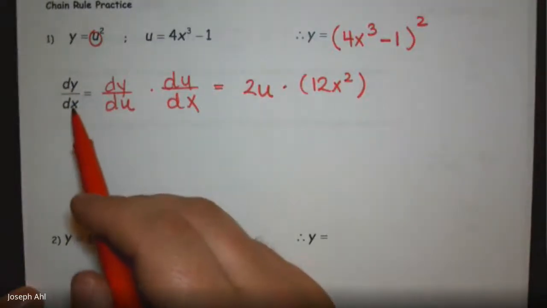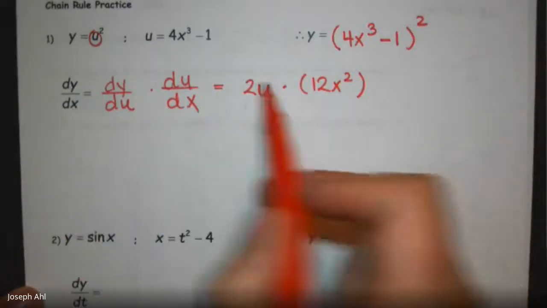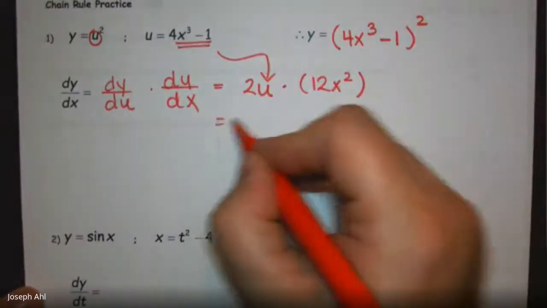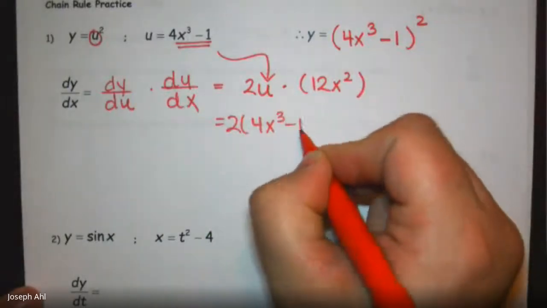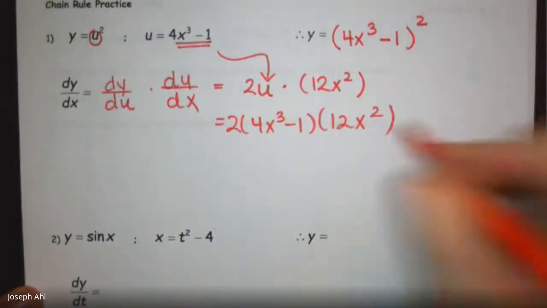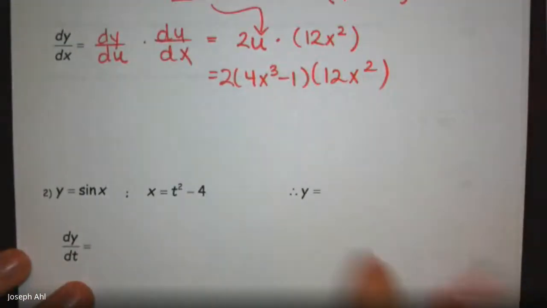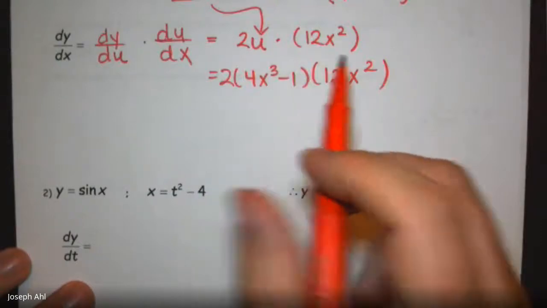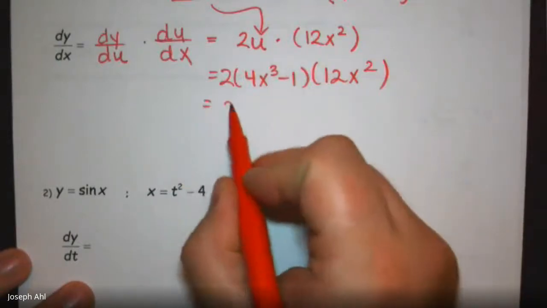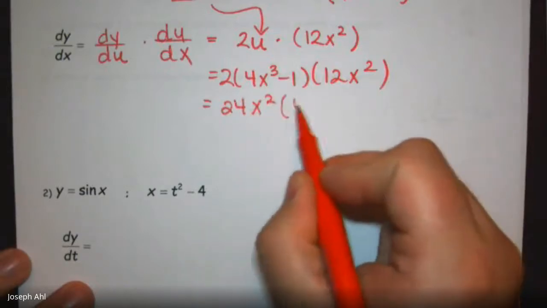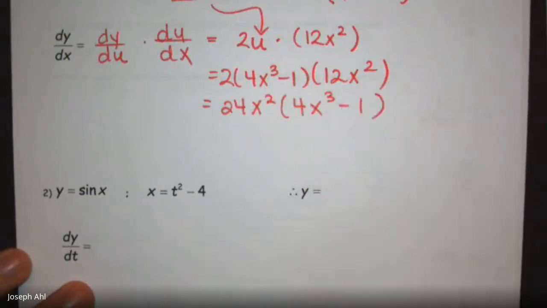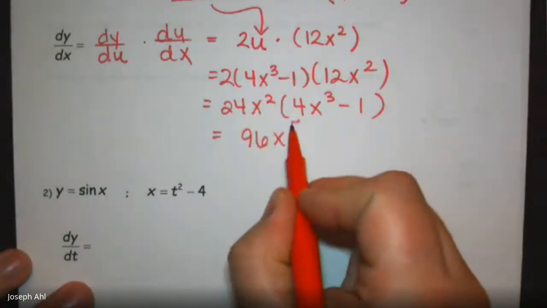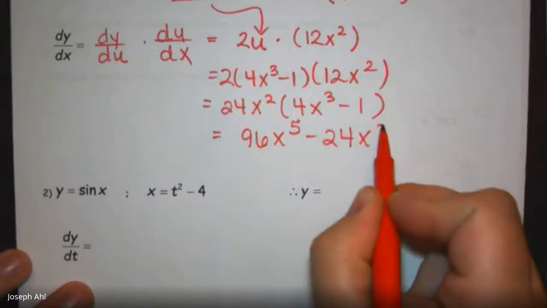So what does dy/dx equal? Well, remember that u is really 4x cubed minus 1. So you can come over here and replace that u with 4x cubed minus 1. Then if you want to clean things up a little bit, maybe take the 12x squared out here and multiply it by the 2 to get 24x squared, which you can then distribute into 4x cubed minus 1 to get your final answer of 96x to the 5th minus 24x squared.